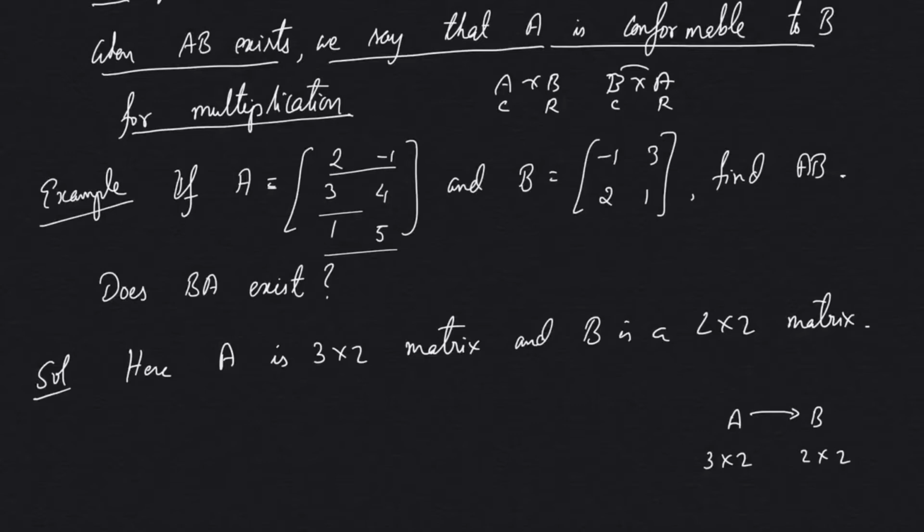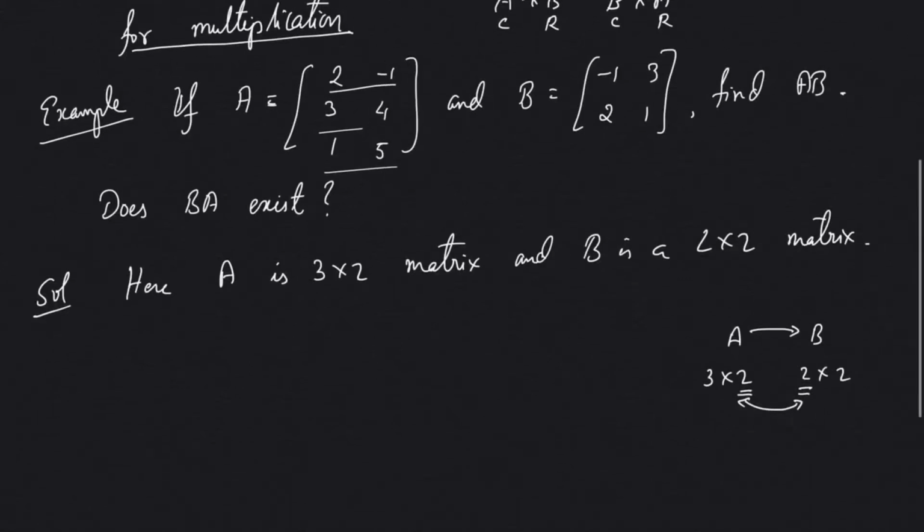We want to check whether AB is possible or not. For that, we have to see that the number of columns in the first matrix is equal to the number of rows in the second matrix. We can clearly see that they are equal. So what will be the order of the new matrix? It is going to be of order 3 by 2. That's how simple it is for matrix multiplication.